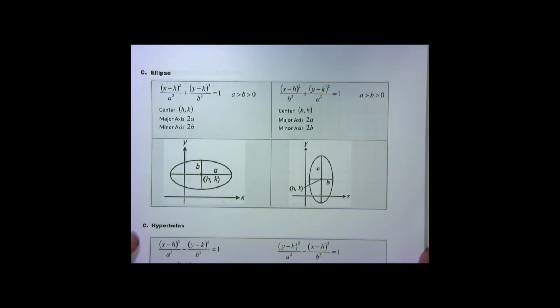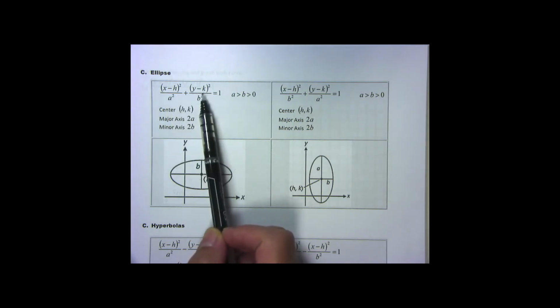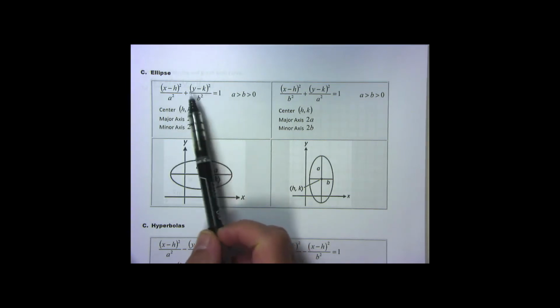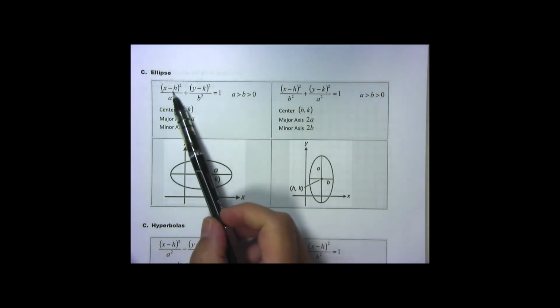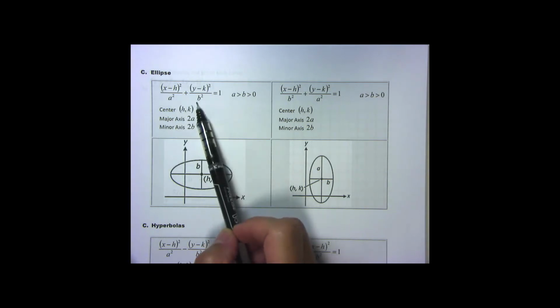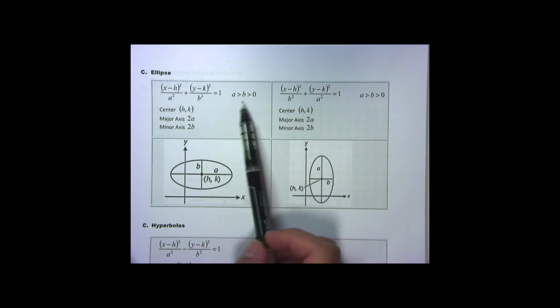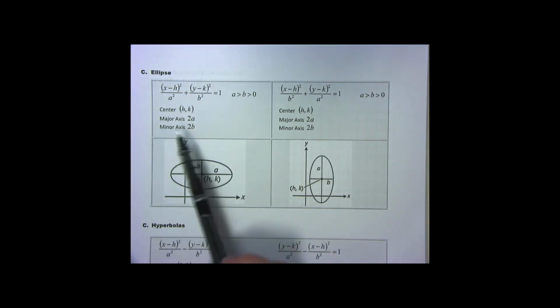All right, so for the ellipse, if we subtract h, k from the x and y, instead of x squared over a squared plus y squared over b squared equal to 1, we're going to advance that equation to x minus h quantity squared over a squared plus y minus k quantity squared over b squared equal to 1. The assumption here is that a is greater than b. And this makes the center of this ellipse the point h, k. The major axis is 2a, the minor axis is 2b, right?